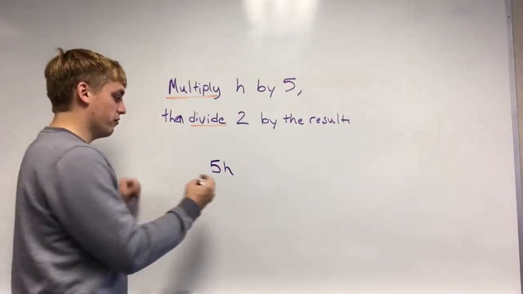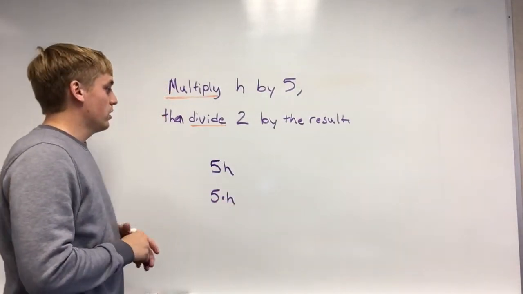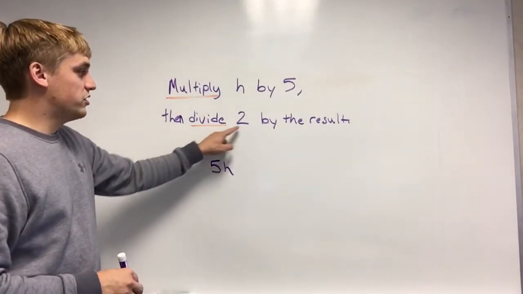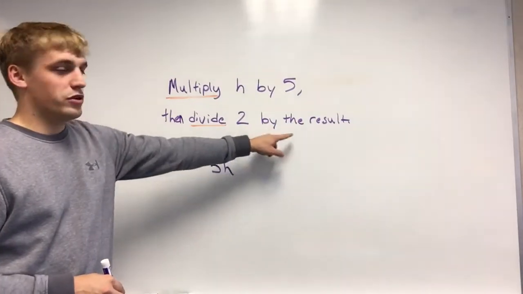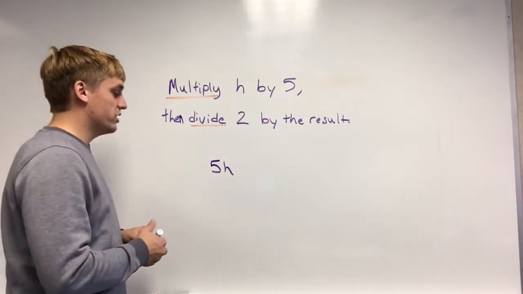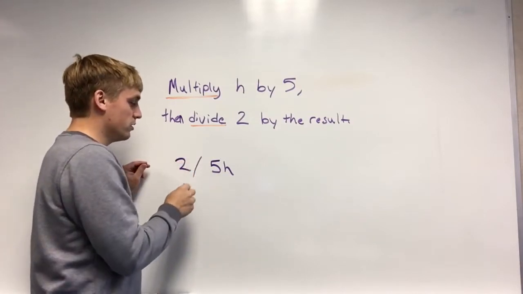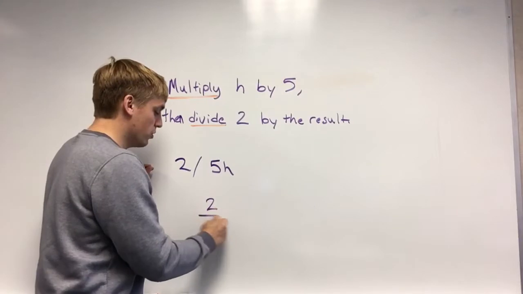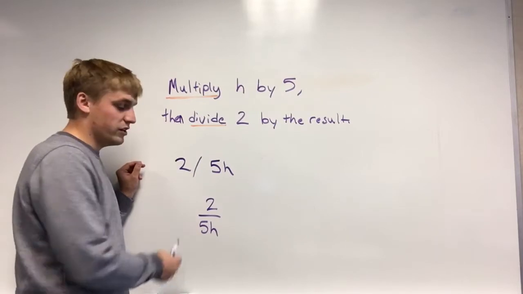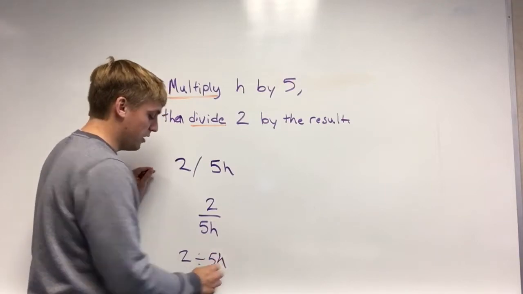Or 5 times h. I'm just going to write 5h though. Then you're going to divide 2 by the result. You're going to divide 2 by the result. The result is 5h, and we're going to take 2 divided by 5h. So we're going to write that 2 divided by 5h, or 2 over 5h, because this means 2 divided by 5h. You could also write it like 2 divided by 5h.